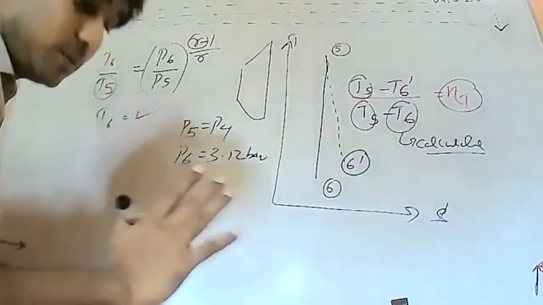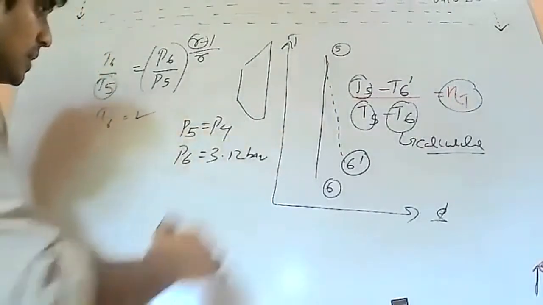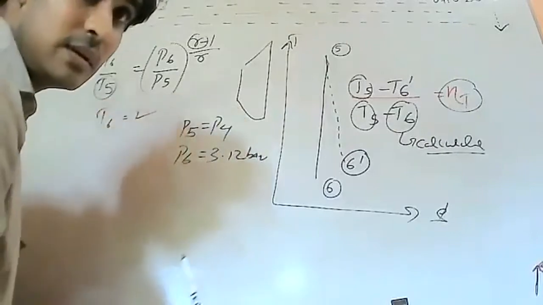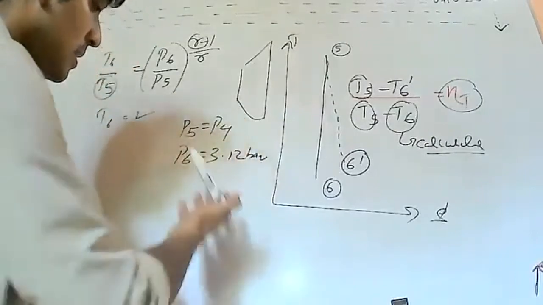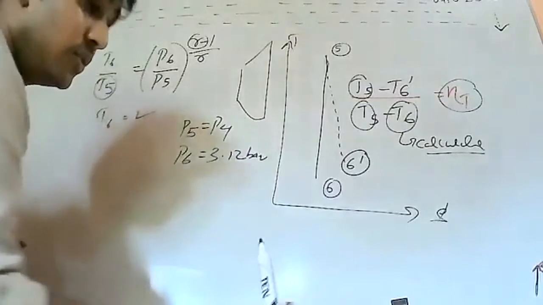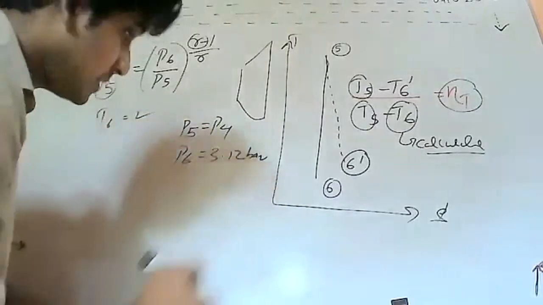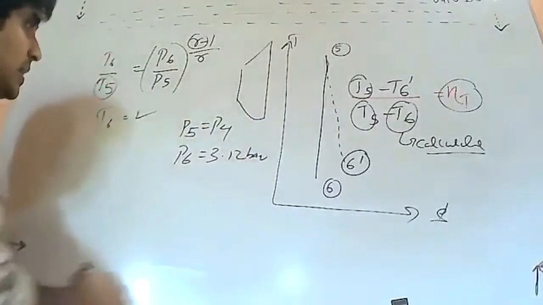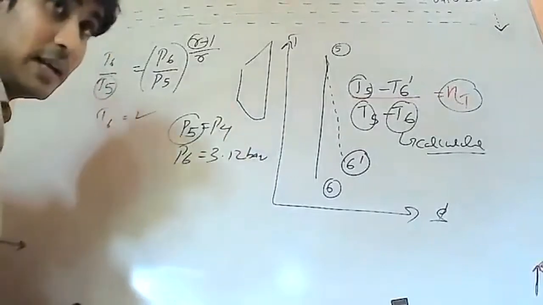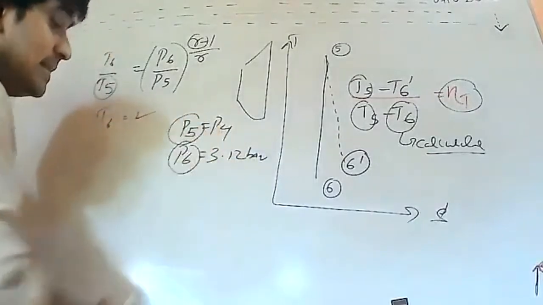Okay, but be very careful about the units. You can't keep P4 in ATMs and P6 in another unit. So be very careful about the pressure values, right? Anyhow, you can find P5, and P6 is given.